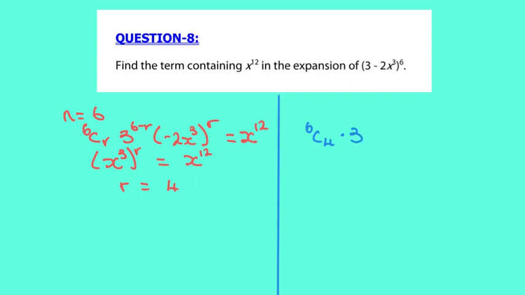3 to the power of 6 minus 4 is 2, (minus 2x³) to the power of 4. 6 choose 4 is equal to 15. 3 squared is equal to 9. Minus 2 to the power of 4. This gives 2160x to the power of 12.